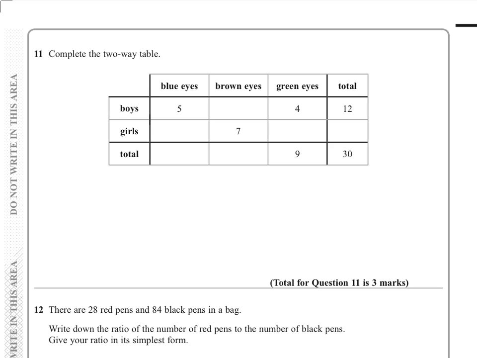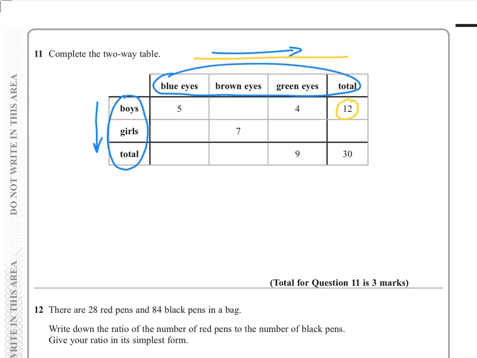Question 11. You have to complete the two-way table. So in this situation, it's called a two-way table because we have things going down one column and then we have information going across, and it's got to make sense whichever way you read the table. So for example, in this instance we have a grand total of 12, but we're reading this way, and we already have a 5 and a 4 for blue eyes and green eyes, and so if 5 and 4 makes 9, we're missing a 3 here.